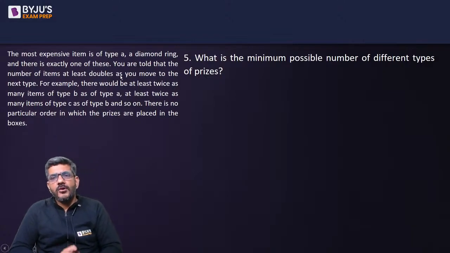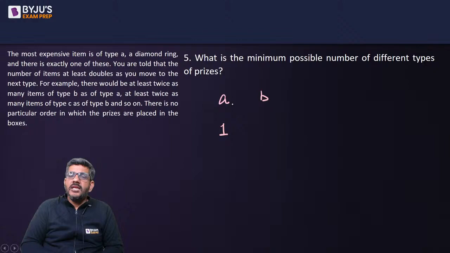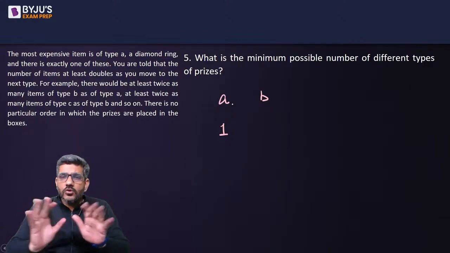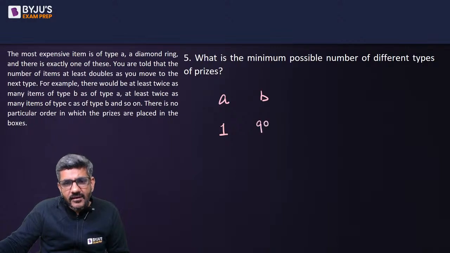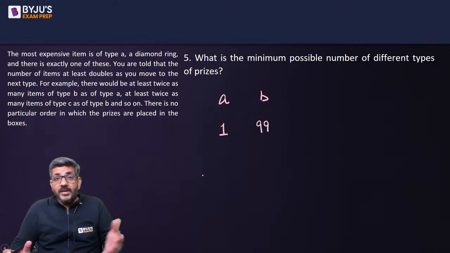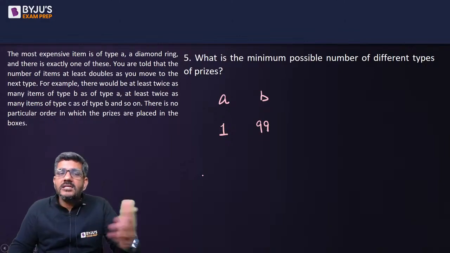What is the minimum possible number of types of prizes? Type A has 1. If I want to minimize the number of types and there are total 100 prizes, can I take B as 99? Right? Of course, minimum तो 2 हो सकता है. But is it possible? What about that at least double?